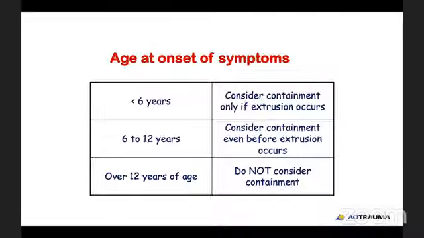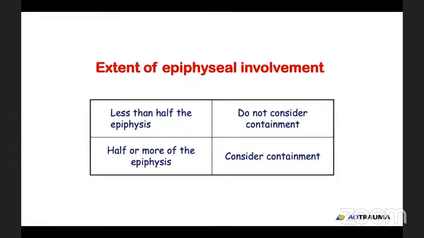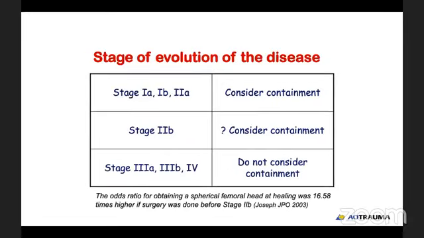Whereas in the older child, once they cross the age of 10 years, generally we should not consider containment, because whatever you do, they still will land up with a bad result. And then the parents will blame you, saying that your surgery or your intervention caused them to have a bad result. Looking at the extent of epiphyseal involvement, if you have less than half the epiphysis involved, that is Catterall 1 or 2, again, there's no need to consider containment, because these hips will anyhow do well by the natural history. Once you have more than half the head involved, that's Catterall 3 or 4, if the other factors are also present, then you may consider containment for these patients.